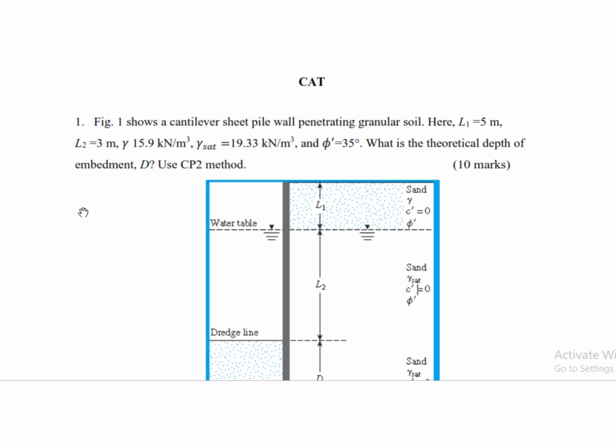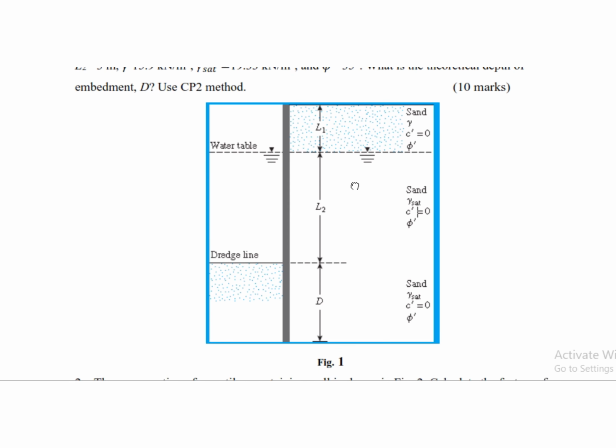Figure 1 shows a cantilever sheet pile wall penetrating granular soil. Here L1 is 5 meters, L2 is 3 meters, gamma is 15.9 kilonewton per meter cubed, and gamma sat, the saturated unit weight, is 19.33 kilonewton per meter cubed, and phi prime is 35 degrees. We are asked what is the theoretical depth, and here we are supposed to use the CP2 method, just so that you can see the figure.